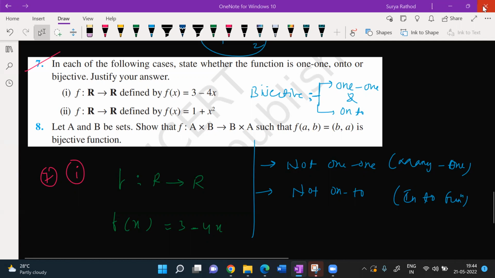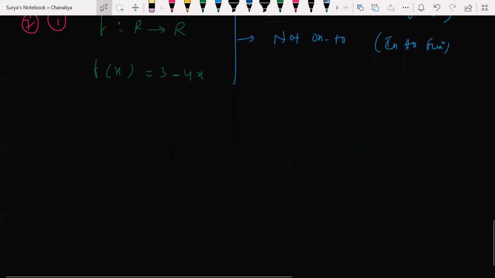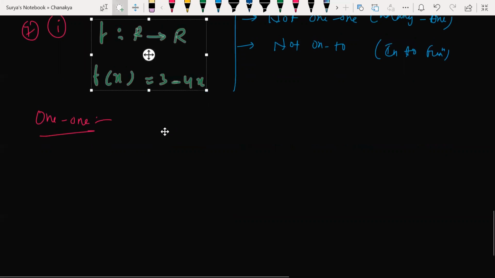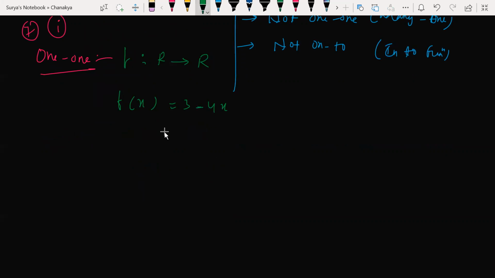Tell me what type of function it is. Yes, better time up, let me teach you. Very simple, dekho. Look at this here. For one-one, what will I be doing here? The function is mapping from where to where, beta? R to R, right? Okay, what has he given here? This is what is given: function f of x is equal to 3 minus 4x.